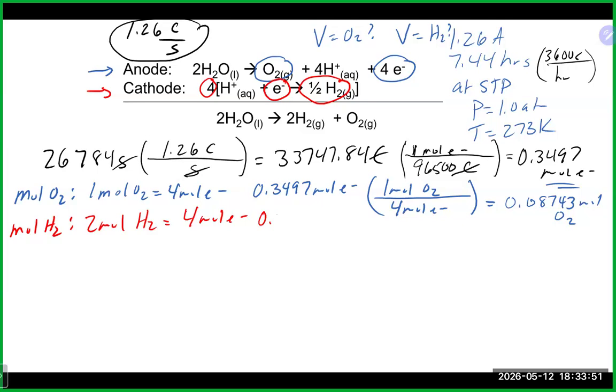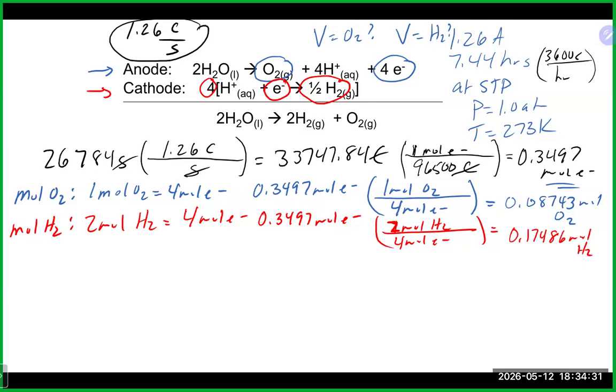We are going to start once again with our moles of electrons. We're going to use that relationship from the half reaction to get to moles of hydrogen. In this case, I'll use the numbers that were there: 2 moles of hydrogen to 4 moles of electrons. Like I said, you can do 1 to 2 as well. And that's going to get us 0.17486 moles of hydrogen.